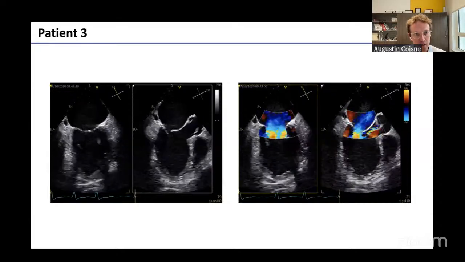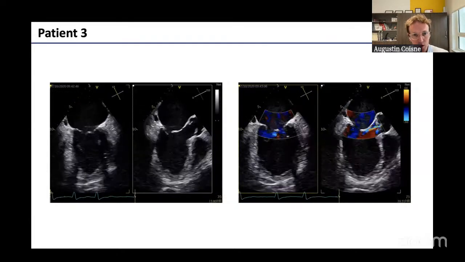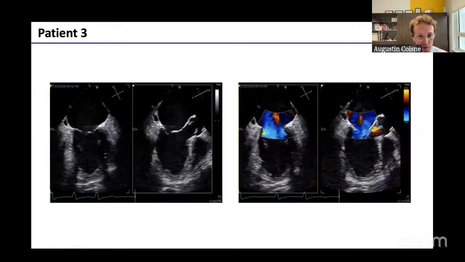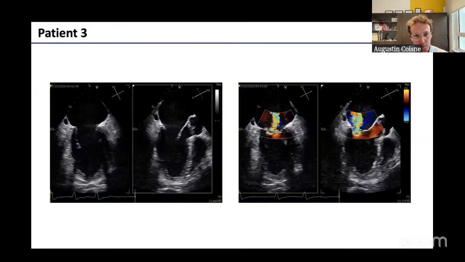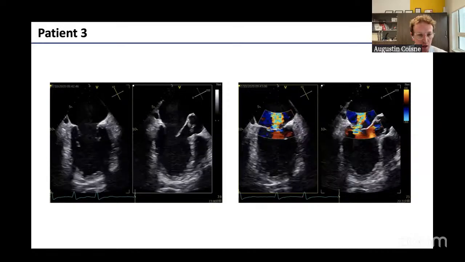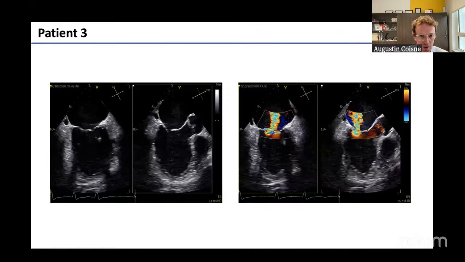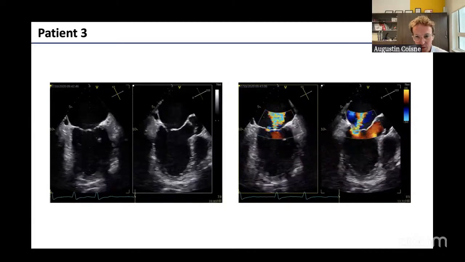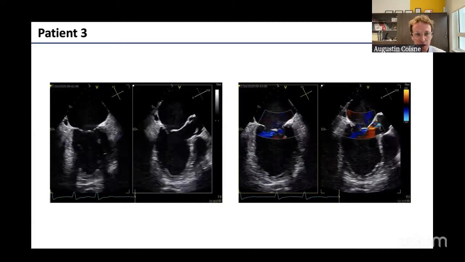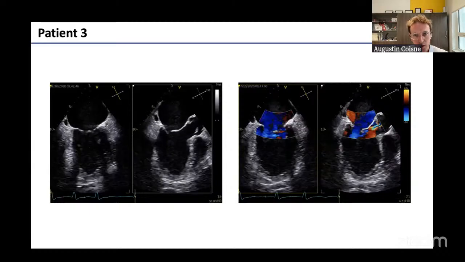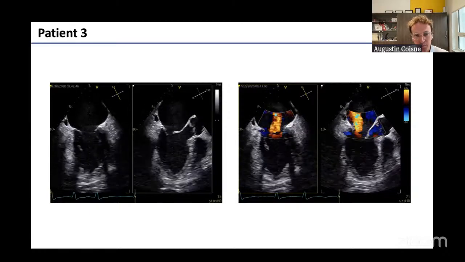And look at this patient number 3. It's also, as you can see, an ischemic MR with a poor left ventricular function, a patient with a prior occlusion of the circumflex artery, and a very important restriction of the posterior leaflet, a very short posterior leaflet, and a false prolapse of the anterior leaflet.